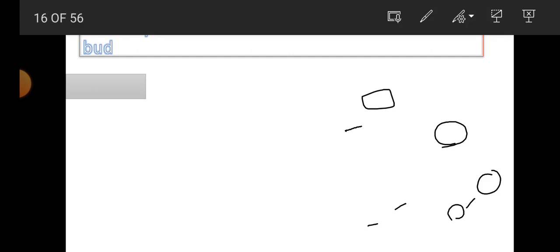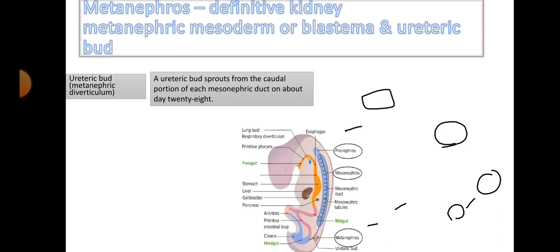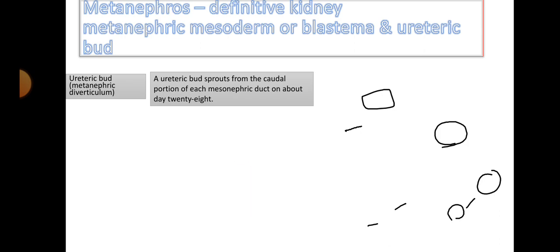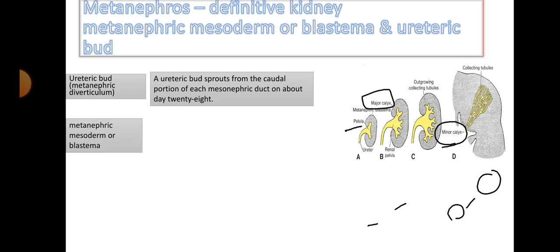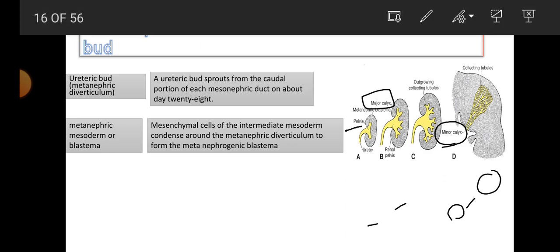The ureteric bud, as I told you, sprouts on day 28, and the metanephric mesoderm or the blastema gives rise to the mesenchymal cells. The ureteric bud projects here. Now as the ureteric bud projects, it contributes to the formation of the collecting system of the kidney, and the metanephric tissue contributes to the formation of the excretory unit. We are going to find out how. First thing, the ureteric bud penetrates the mesenchyme.